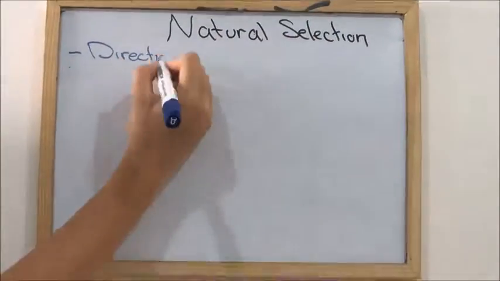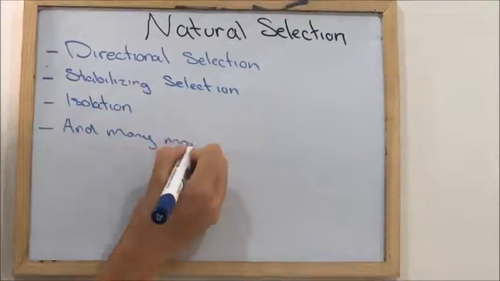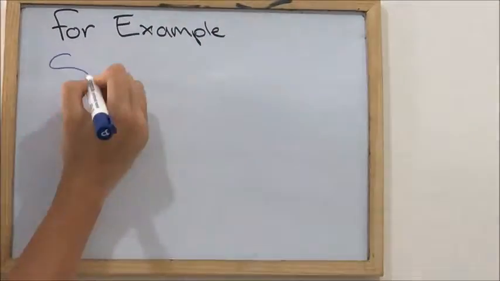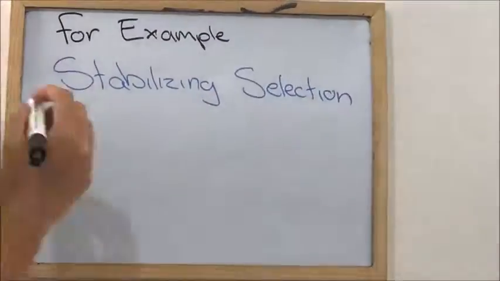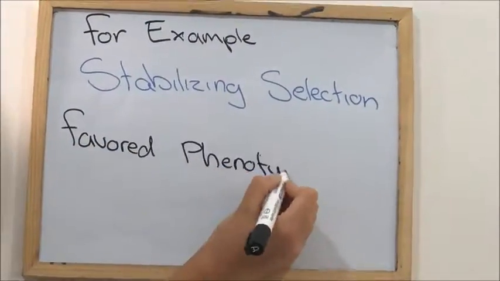There are several ways for natural selection to arise, such as directional selection, stabilizing selection, and isolation. Of these types of natural selection, I will look at stabilizing selection. In any population, there is a variation of traits inherited by the offspring. In stabilizing selection, a phenotype would be favoured.